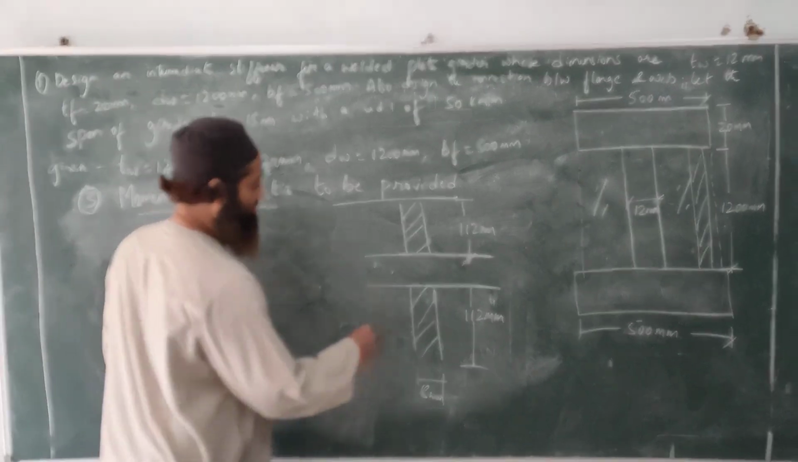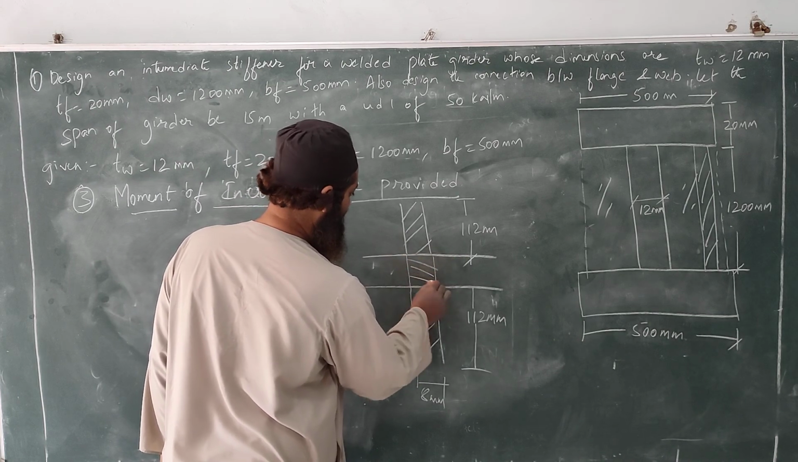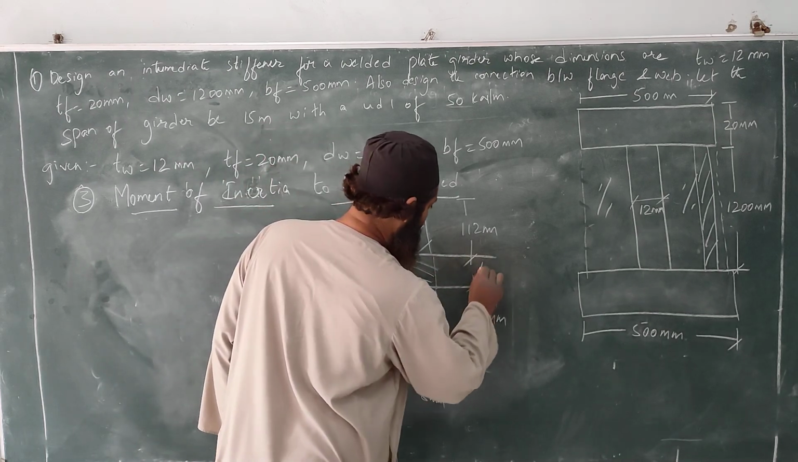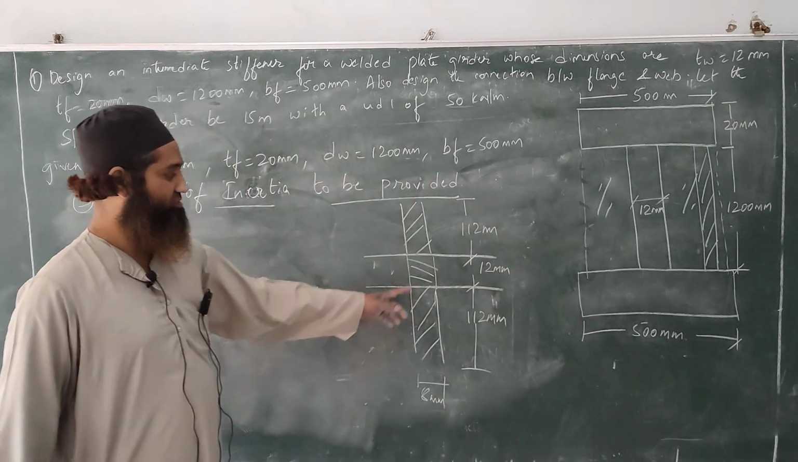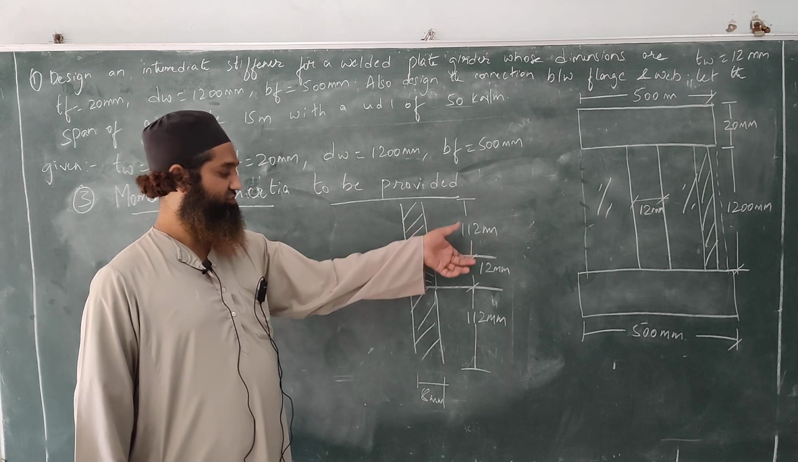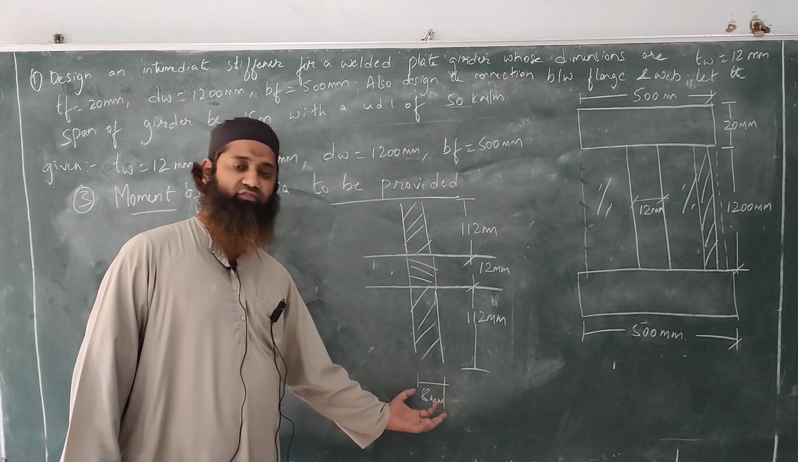Now this part, you might be thinking, what is this part? This is 12 mm. This is the thickness of our web. This is the thickness of the web, 12 mm. This is the outstand of the stiffener, and this is the thickness of our stiffener.